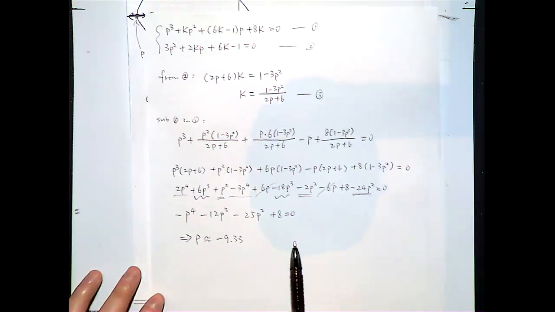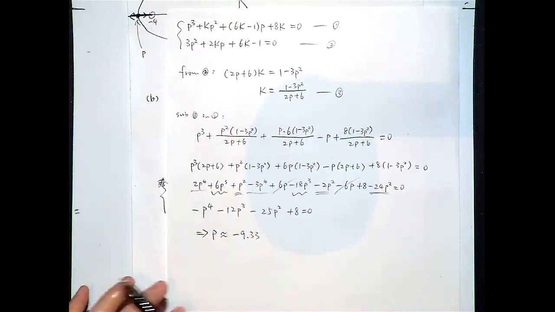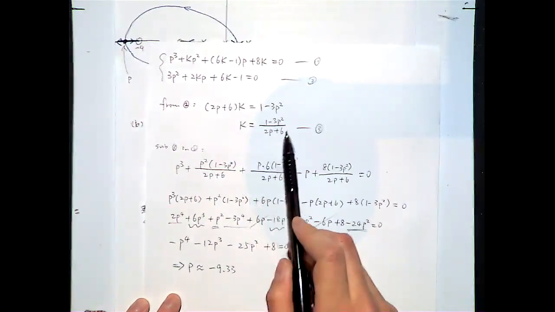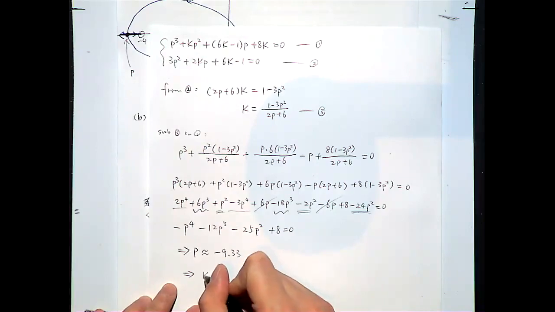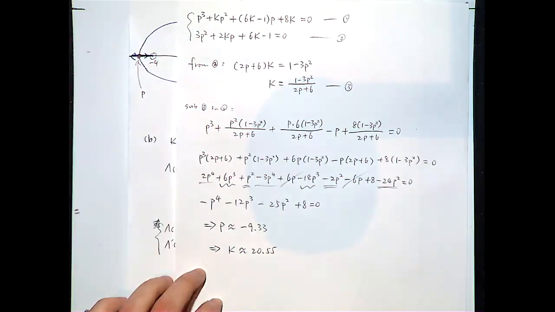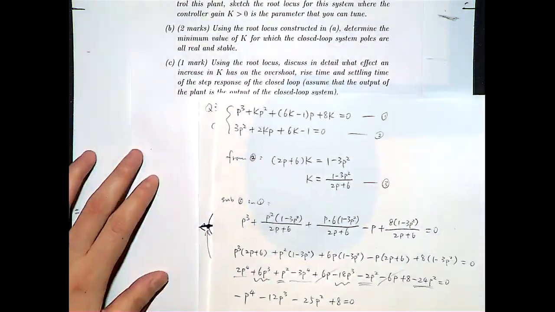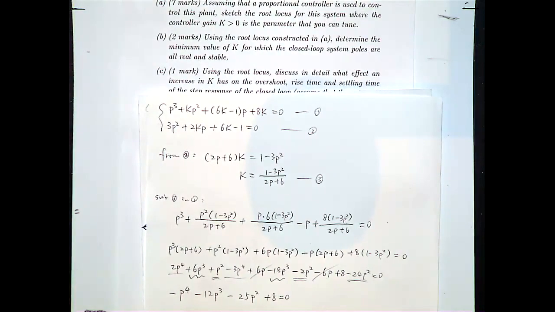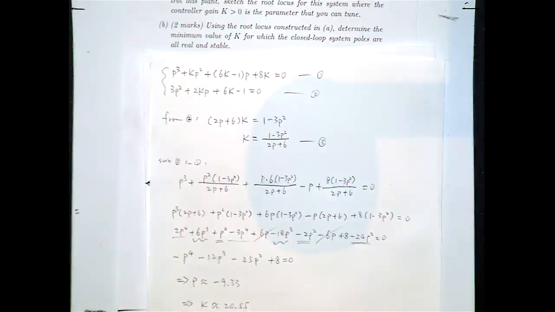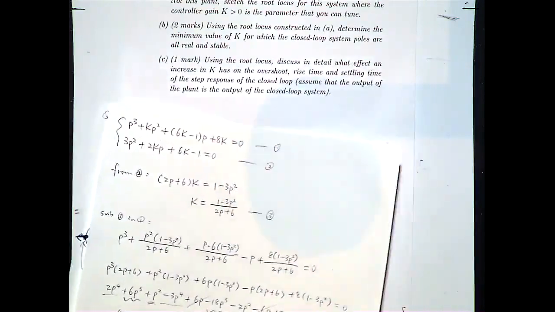Anyway, you can find your p equal to roughly negative 9.33, and based on this value, using this relationship, you can then find the k value at this point is roughly 20.55. All right. So that is for question B. Basically, 20.55 is the minimum value of K so that all your closed loop poles are real and stable, right? Okay.